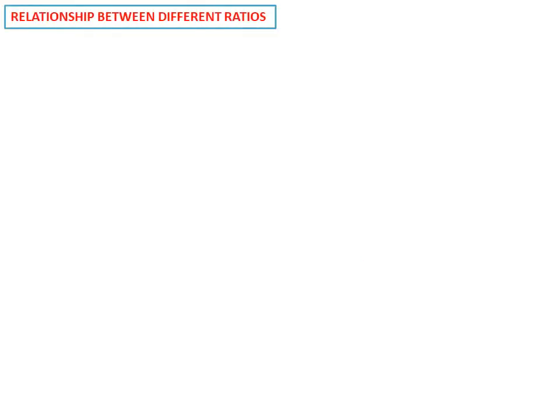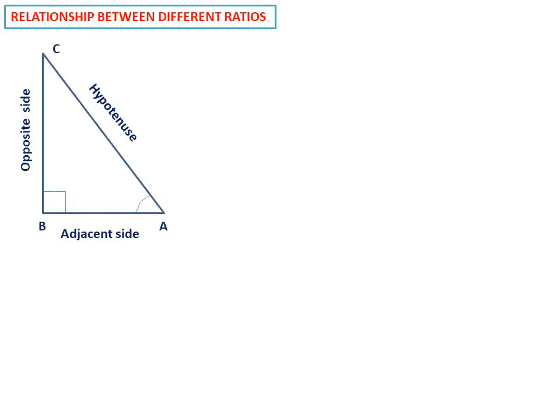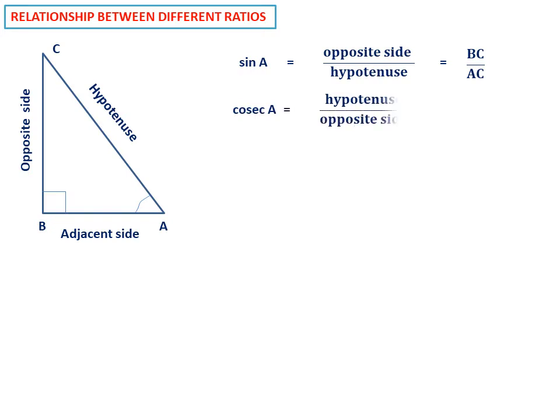Now let us proceed. Relationship between different ratios. This is very interesting. Take the triangle ABC as before. B is 90 degree and let us take the angle A. Now sin A is equal to opposite side by hypotenuse. Therefore this is BC by AC in the diagram. Now cosecant A, let us take. This is equal to hypotenuse by opposite side and that is equal to AC by BC.